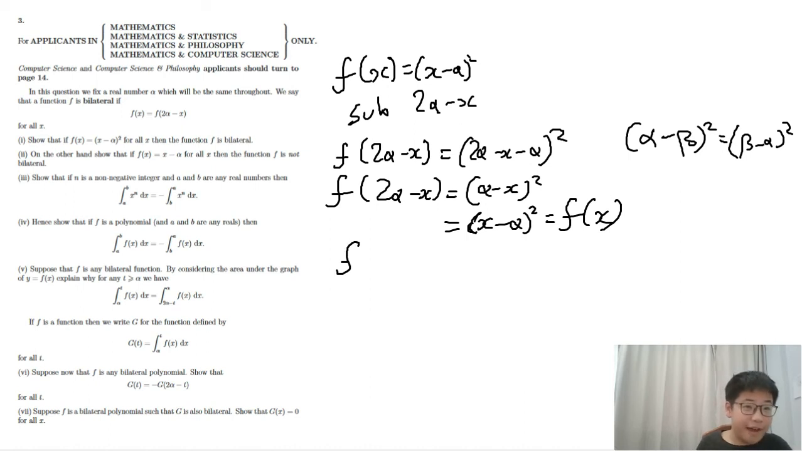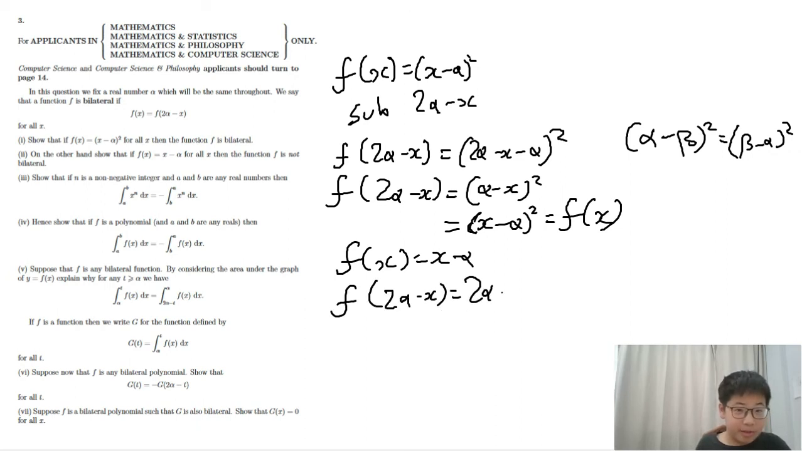Therefore, if f of x equals x minus alpha, then f of 2 alpha minus x, performing the same substitution, is 2 alpha minus x minus alpha, which equals alpha minus x, which is not at all equal to x minus alpha.